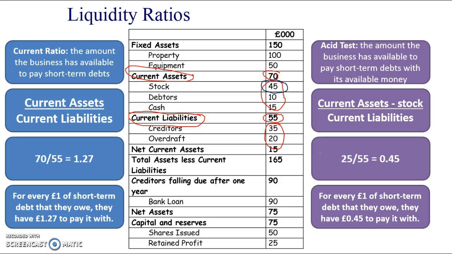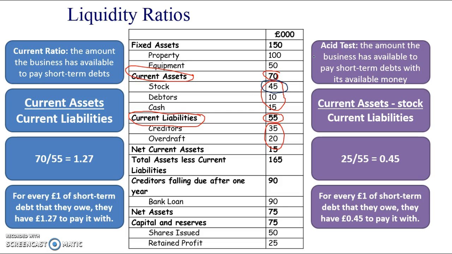Now, typically what you'd get in an exam question is you'd have 2 years to compare, and they wouldn't ask you to work out the current ratio and the acid test ratio. They're going to ask you to work out one of them. They're probably going to give you the previous year's current ratio or acid test ratio, so that you have to compare them.